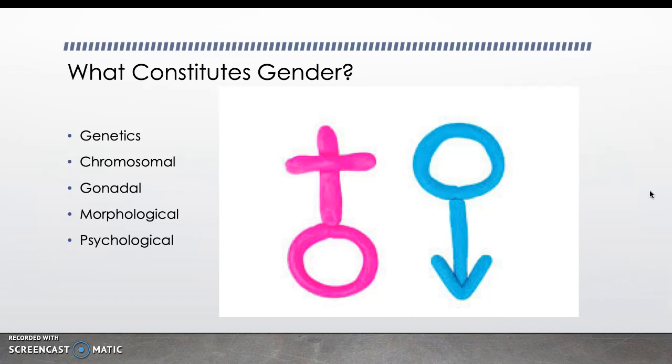So for today's conversation, we're going to consider gender to include the chromosomal genetics, distinctions of the gonads, morphological traits, and even the psychological aspect of one's gender.